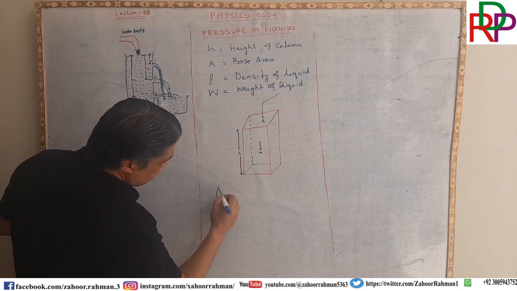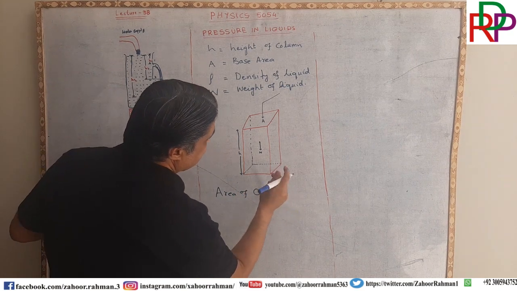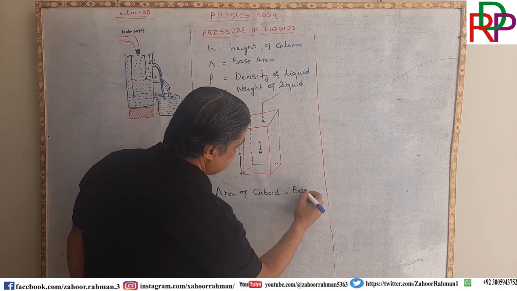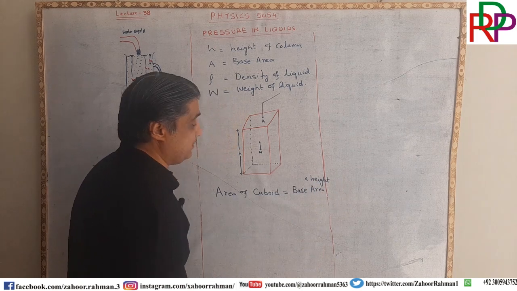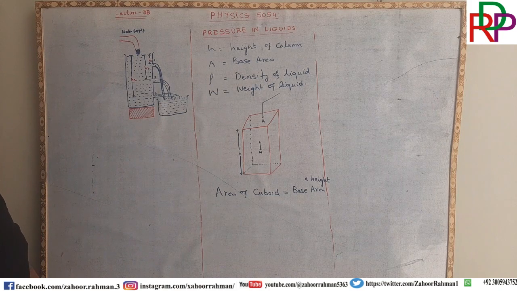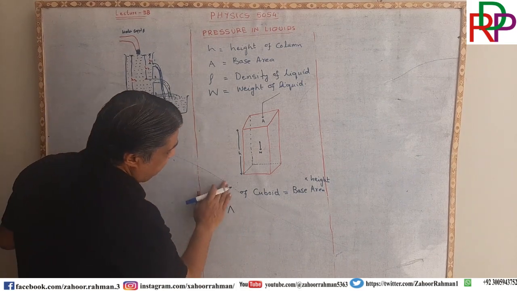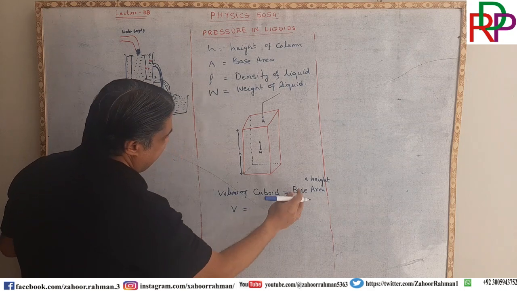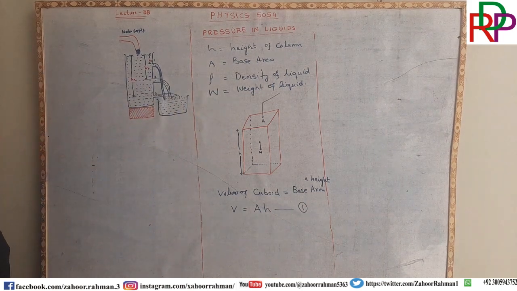Now, the volume of the cuboid, in this case the column of liquid, is base area into height. Remember, this is the formula for finding the volume, not the area. So this will be V, this is the area A, and that will be H, and we are labeling it as equation 1.